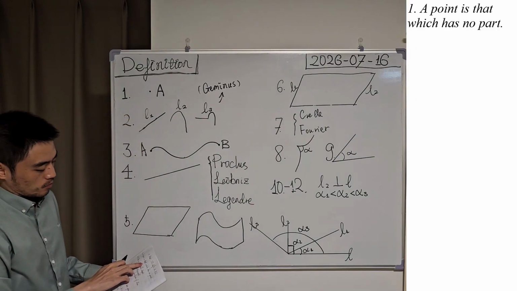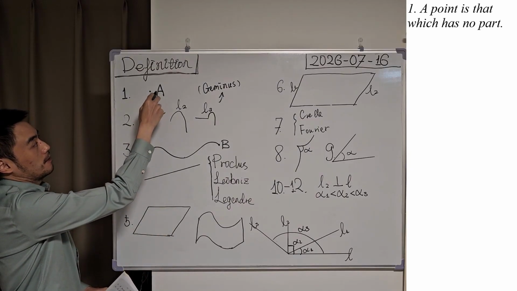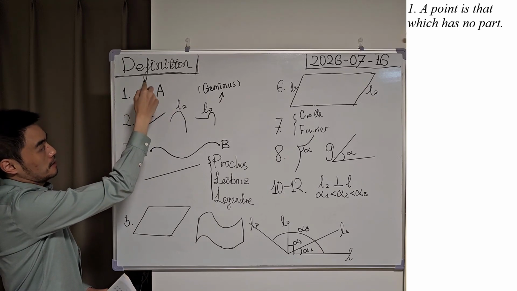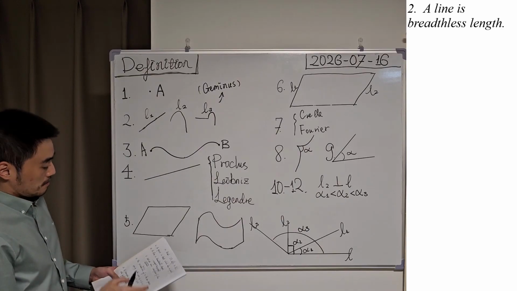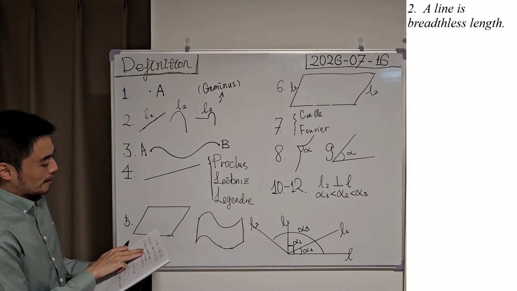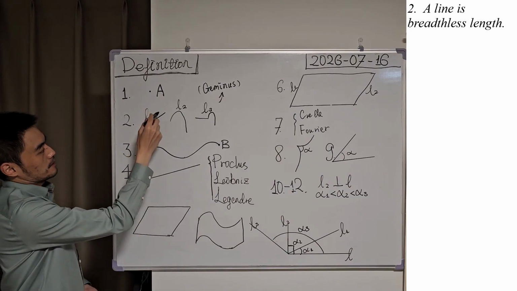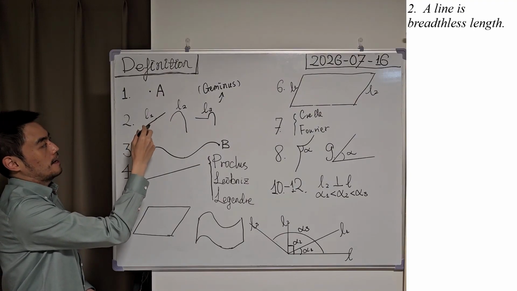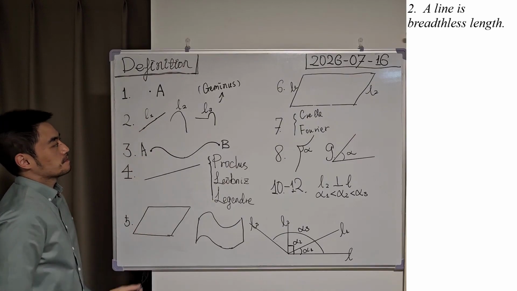A point is that which has no part. It's pretty clear. So let's assume this is a point, point A. It has no length, no breadth, and absolutely no area. Just a point here. And for definition 2, we have a line is breadthless length. So which means, for example, this is a line, it has no breadth, the breadth is 0. But it has a length, for example, L1, and no area.